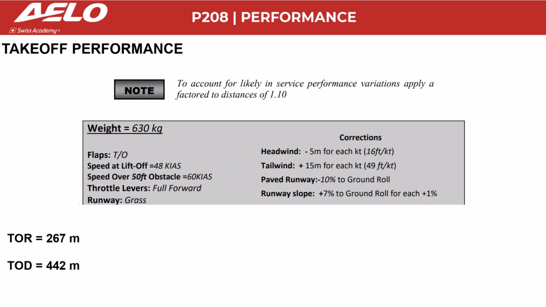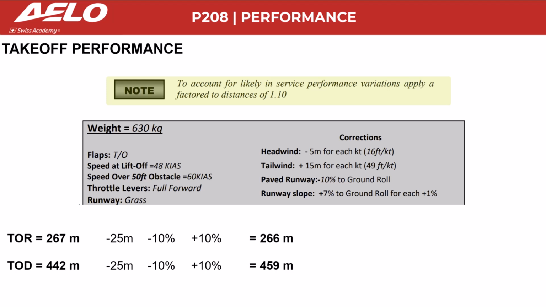For the wind, since there was a 5-knot headwind, we need to subtract 25 meters. Since the runway is paved with asphalt, we can reduce the distance by 10%. The runway is level, so there is no correction for slope. Don't forget to factor everything by 110 as required by the aircraft flight manual.